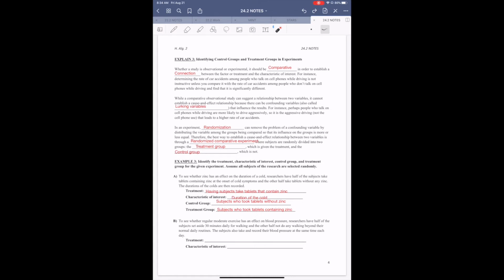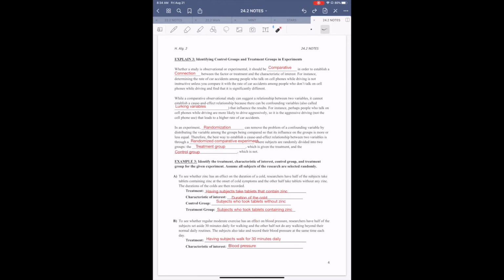So, treatment. What is the treatment? What are we having them do? What are we checking for an effect? What will provide a cause and effect relationship? In this case, they want to see whether regular moderate exercise has an effect on blood pressure. Now, it says specifically that they have the subjects set aside 30 minutes daily for walking. Walking is our moderate exercise. So the treatment is having subjects walk for 30 minutes daily. What are we checking for an effect on? Their blood pressure, to see if it has an effect on their blood pressure.